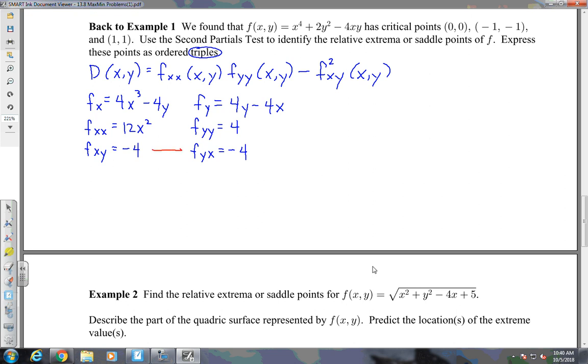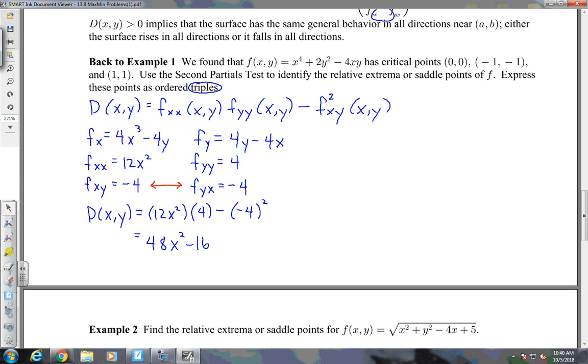Notice these two should always be the same when we're working on a continuous function, and that is a great way to check our work. Okay, so we have all of our second derivatives. Therefore, our function D of x,y equals f sub xx, which we discovered was 12x squared, times f sub yy, which is equal to 4, minus our mixed partial squared. So when we simplify, we get 48x squared minus 16. This function is going to help me determine which of our critical points is a max, min, or saddle point.